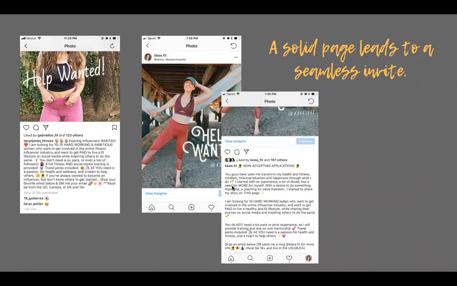Or if you look at mine, it's more like a story. "You guys have seen me transform my health and fitness, mindset, financial situation, and happiness through what I do. I started with no experience, a lot of doubt, but a need for more for myself. With a desire to do something impactful, yearning for more freedom, I started to share my journey on this page." And then I get into the same thing that she does.